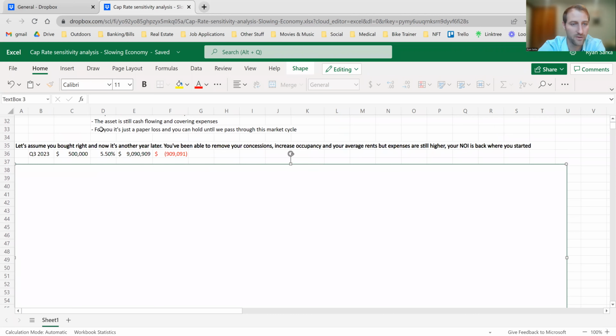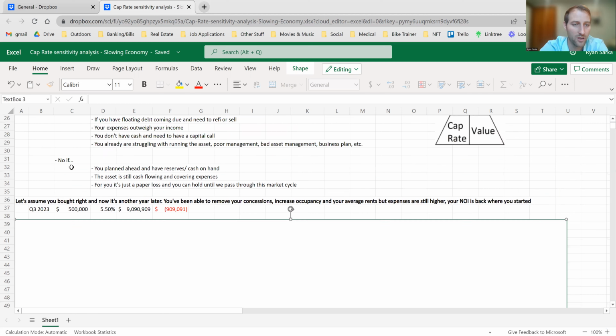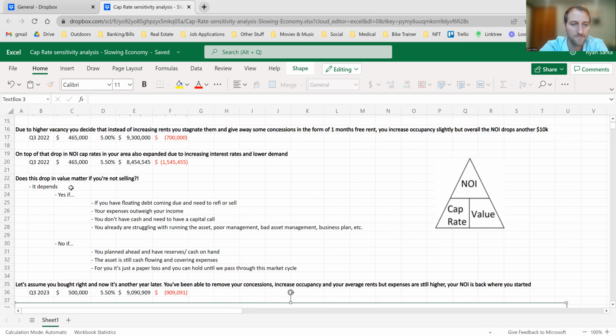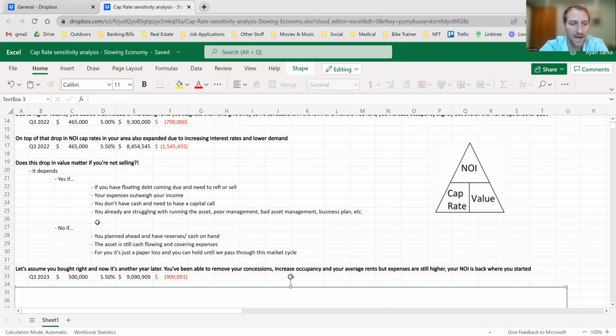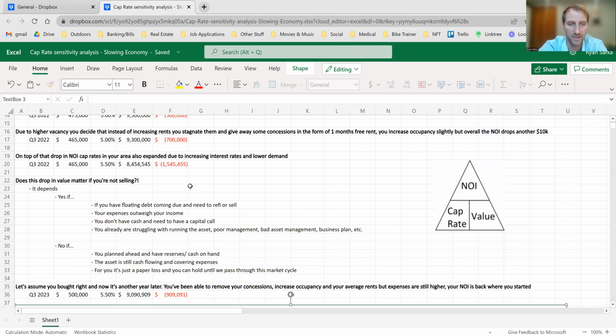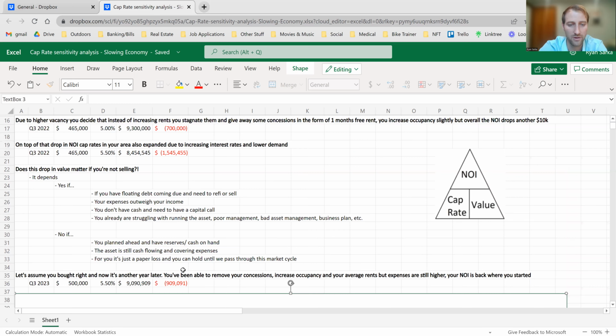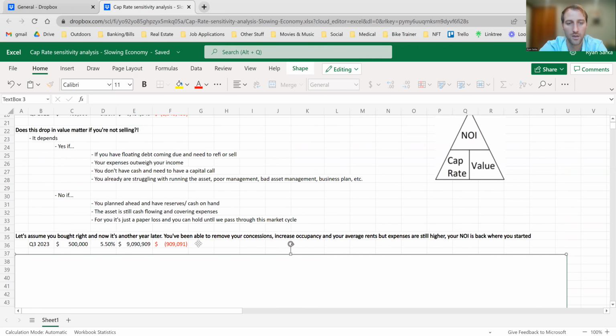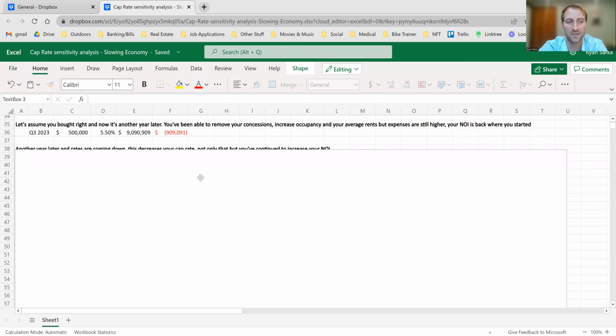So we're in the future now. It's Q3 of 2023. We bought the property with $500,000 NOI, and we're now back at $500,000 NOI. We were able to make up that shortfall from $465,000 all the way back to $500,000 where we started. But the cap rate is still higher than where we purchased it. So although we're doing better than we were doing a year ago, we still have a paper loss of about $900,000, but things are looking good, relatively good.